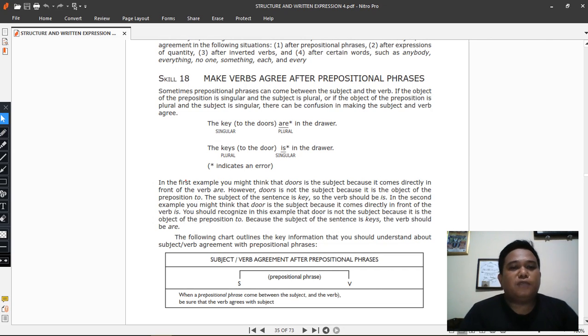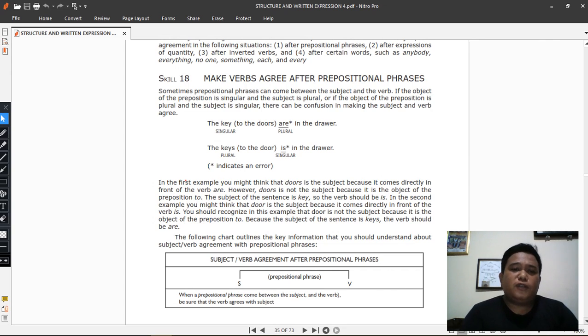Sometimes phrases can come between the subject and the verb. If the object of the preposition is singular and the subject is plural, or if the object of the preposition is plural and the subject is singular, be careful. When there is a preposition, the first thing you do is find the object of the preposition.